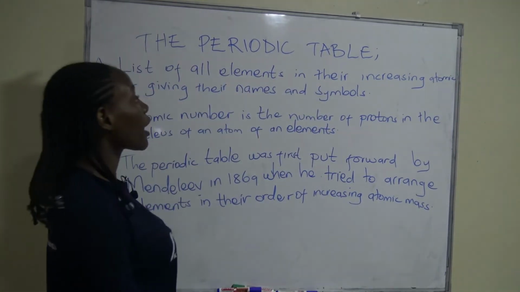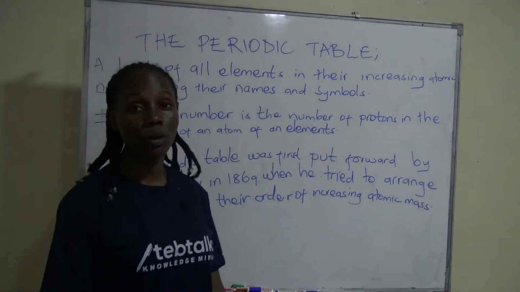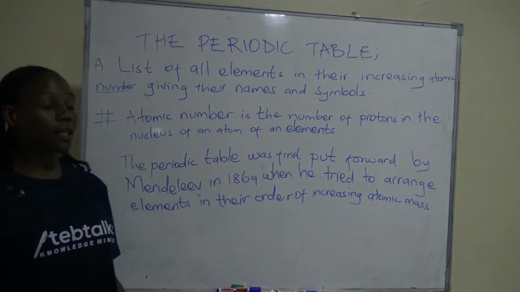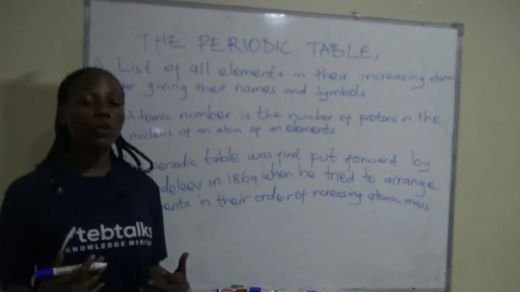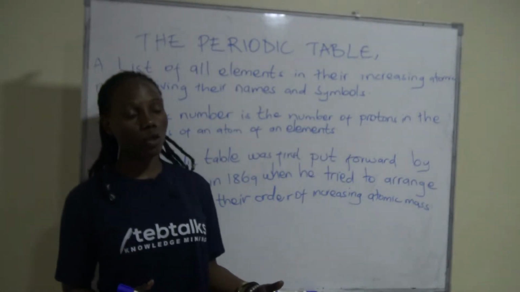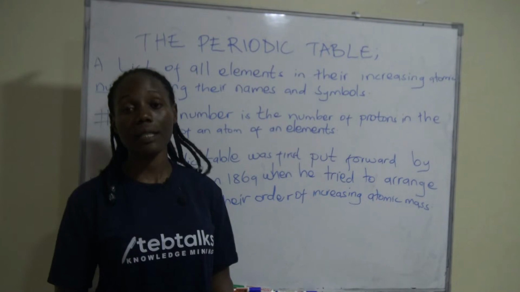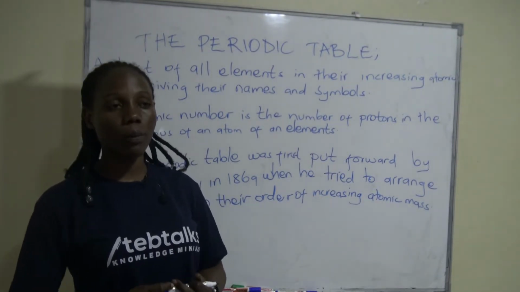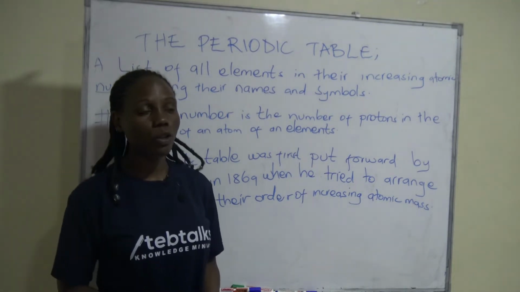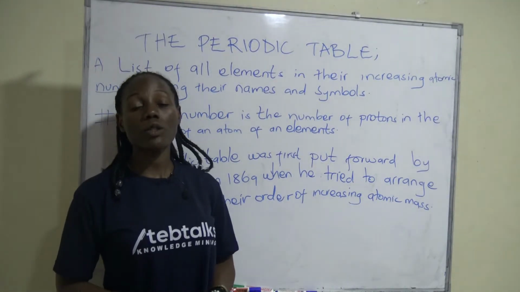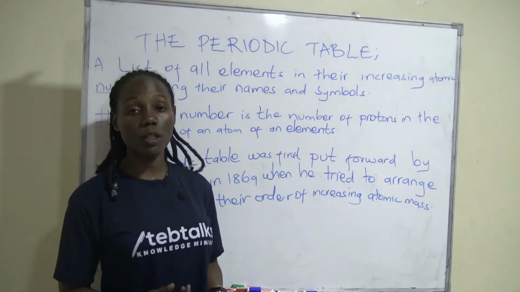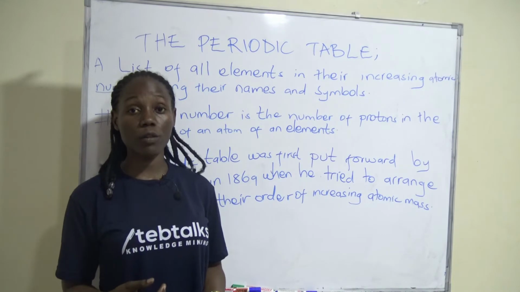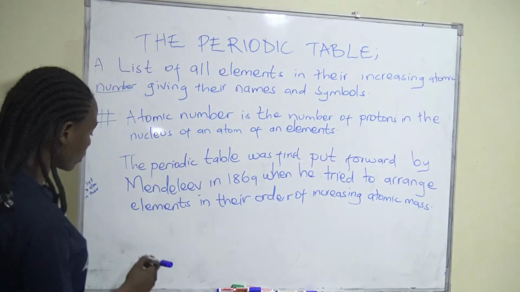So the father of the periodic table, we call him Mendeleev. He tried to come up with the periodic table in 1869, when he tried to arrange the various elements in order of their increasing atomic mass. And what does the term atomic mass mean? This refers to the sum of protons and neutrons in the atom of an element.